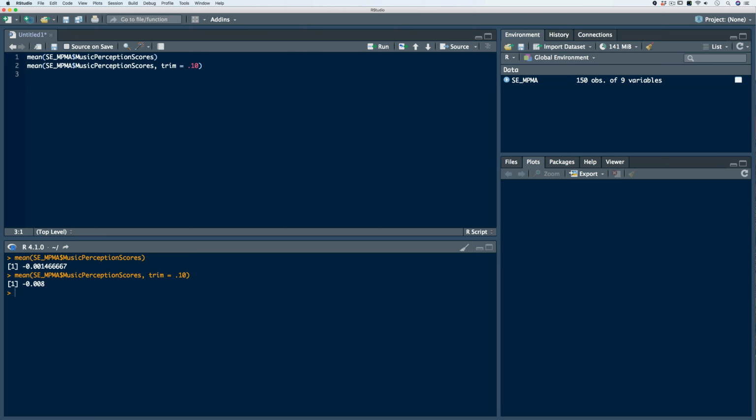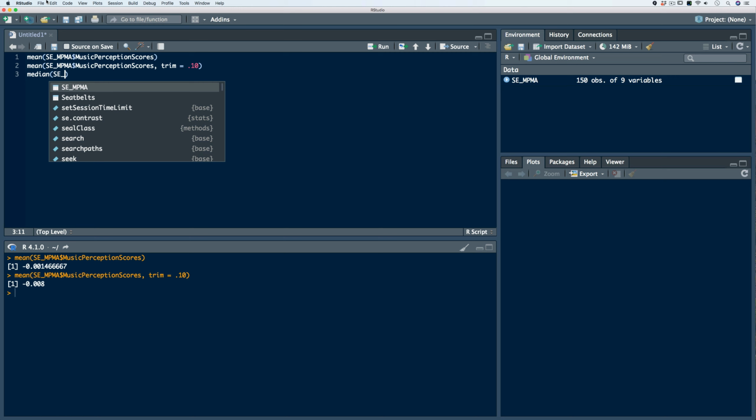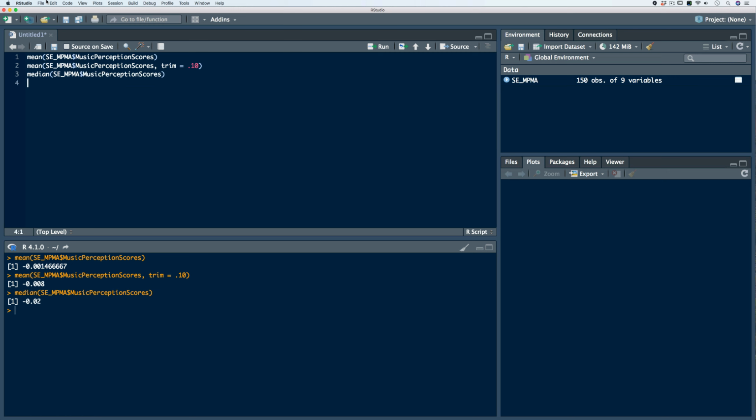Now the median of a distribution is when we rank order the distribution, cut the distribution exactly in half, and calculate the exact midpoint of that distribution. A common convention of using median is something like house pricing, where we want to eliminate extreme values in house pricing that may affect our interpretation of the mean. Now we can calculate the median by using the median function. Let's again take a look at the music perception scores. And we see that the median is equal to negative 0.02.